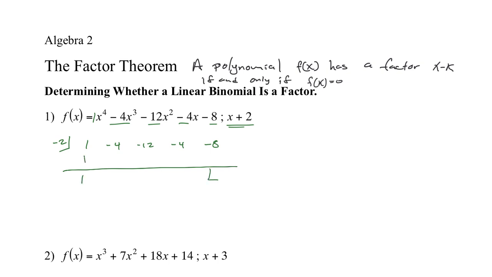So I'm going to start by bringing down the 1. 1 times negative 2 is negative 2. Negative 4 plus negative 2 is negative 6, because I'm adding here. Then I'm going to multiply negative 6 times negative 2, that's 12. Negative 12 plus 12 is 0. 0 times negative 2 is 0. Negative 4 plus 0 is negative 4. Negative 4 times negative 2 is 8. Negative 8 plus 8 is 0. So that means that x plus 2 is a factor of f of x.